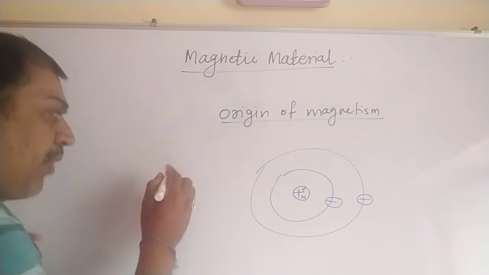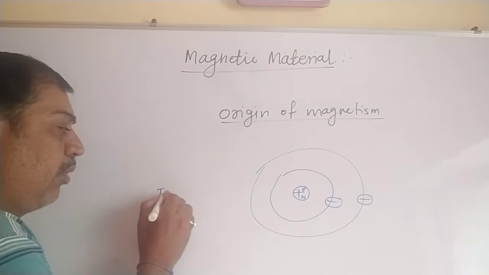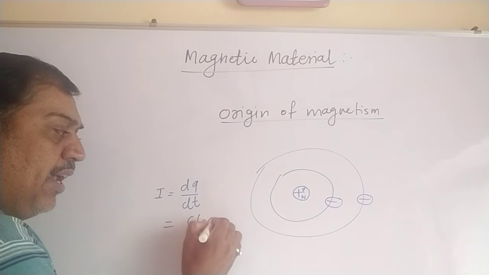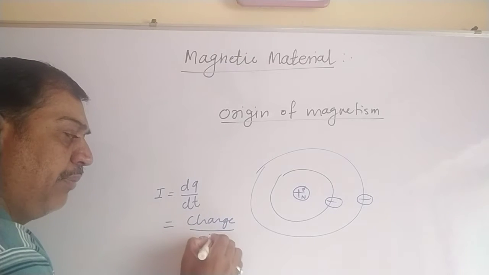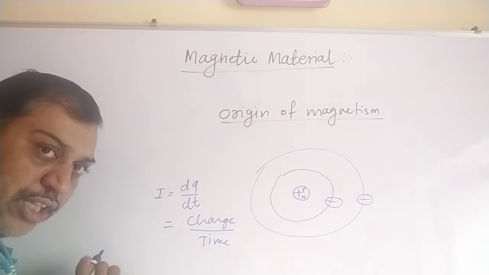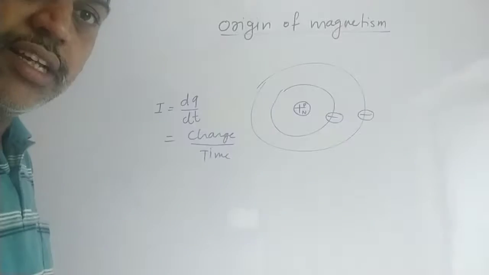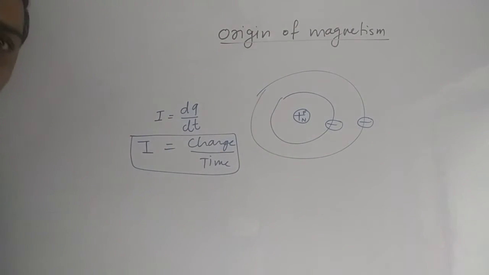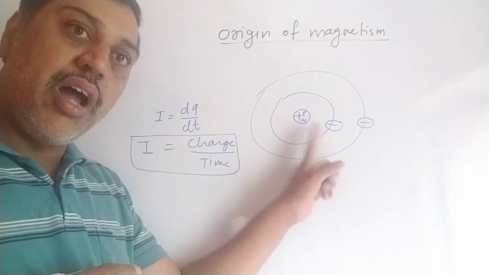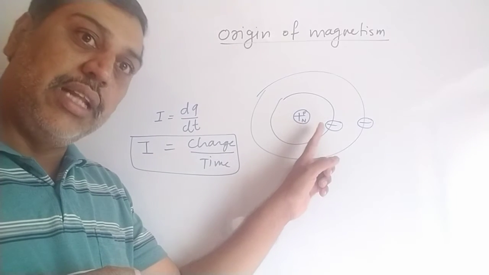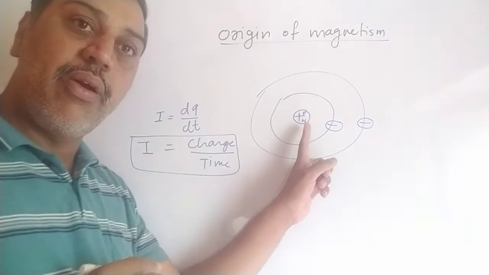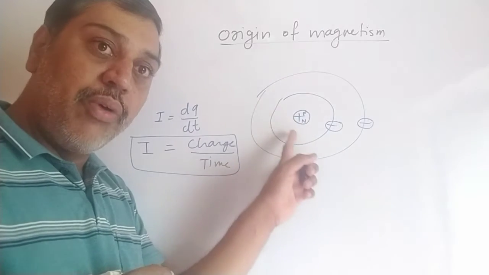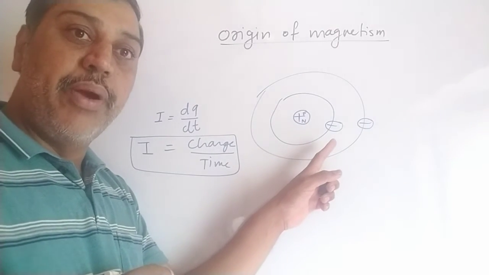You might all know that current can be written as I equals dq divided by dt. That means whenever charge is moving with time, dt for time, dq for charge, it will produce what? Electric current. By this formula, as electrons are moving around the nucleus in circular orbit, and the electron has a charge, the charge is moving around the nucleus in circular orbit, so this will produce a current.